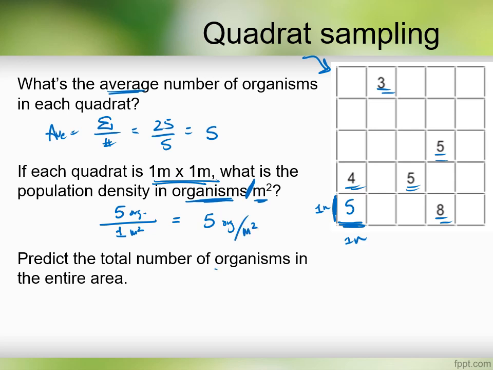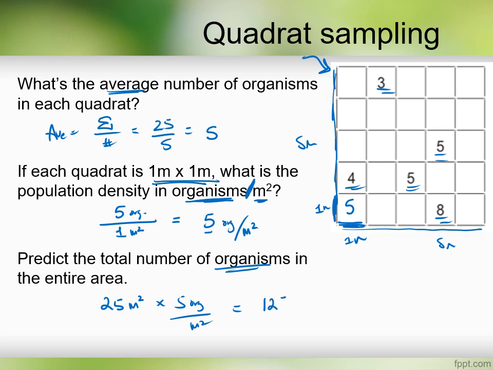So let's predict the total number of organisms in the whole entire area. I know that I have 1, 2, 3, 4, 5 meters going up and down, and 1, 2, 3, 4, 5 meters going across. So I have 25 total square meters. If I have 5 organisms per square meter, then I'm going to have a total of 125 organisms statistically predicted in our whole entire area.